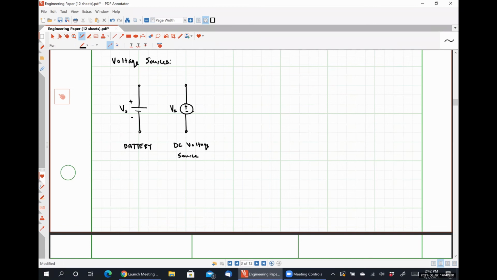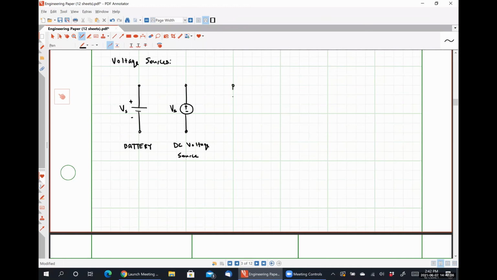So a battery symbol is technically only used in a real schematic diagram representing a circuit whenever there is physically a battery present. But if you wanted to use a DC power supply, like I'll be using to do all the labs for this class, that would be better represented by this generic DC voltage source.